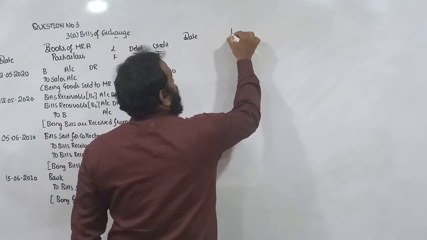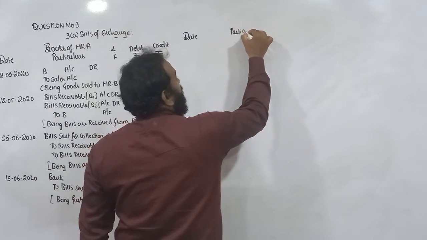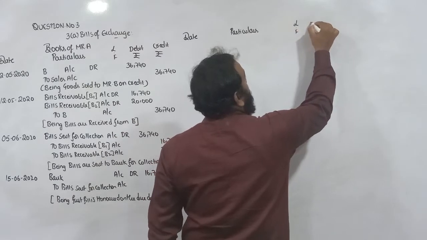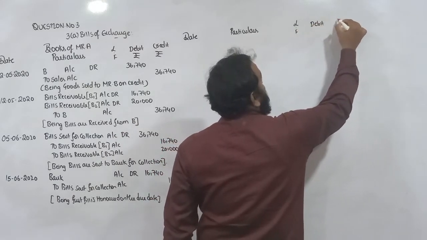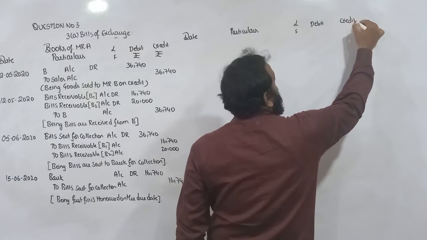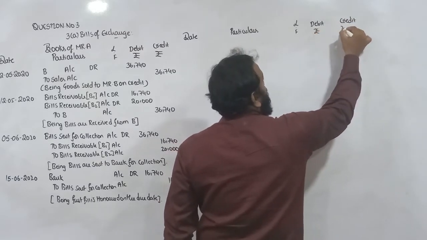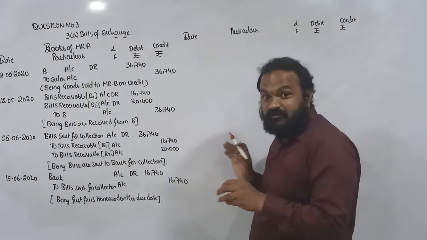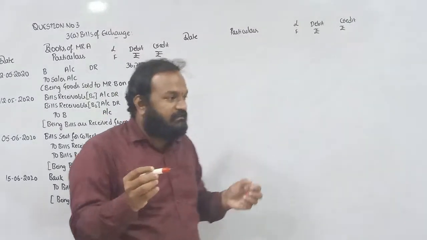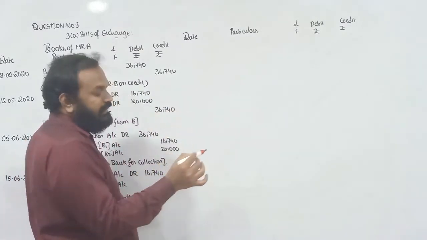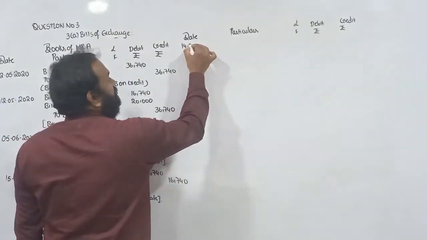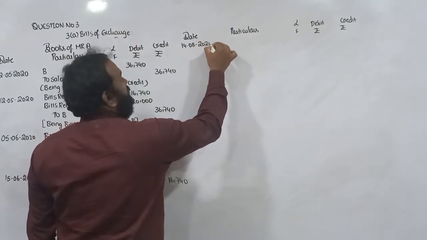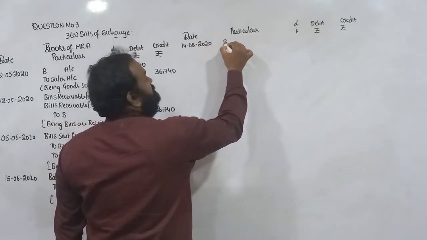Date, particulars, LF, debit and credit. Okay. See, when a bill is honored, what is the general entry? Bank account debtor to bills sent for collection. When a bill is dishonored, again B will become debtor to us. What is the due date? August 14, 14th August 2020. What is the journal entry?